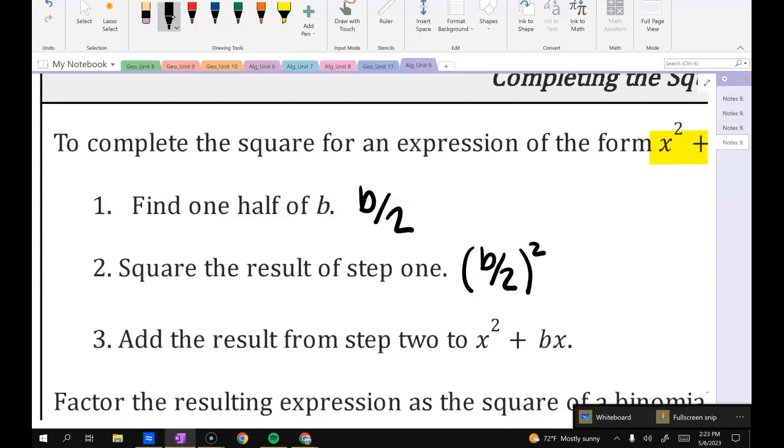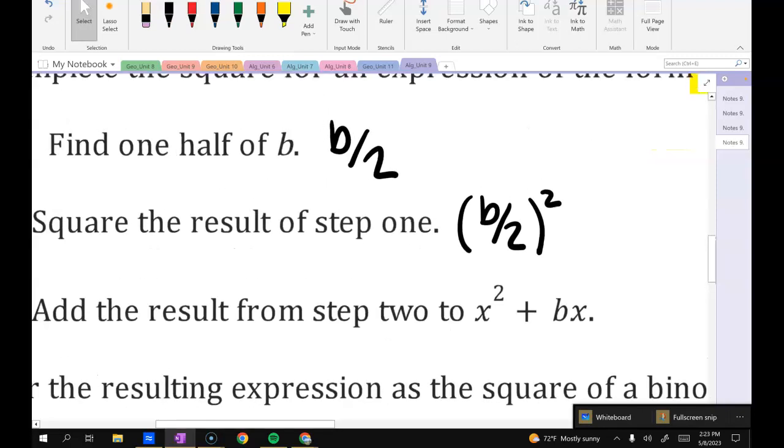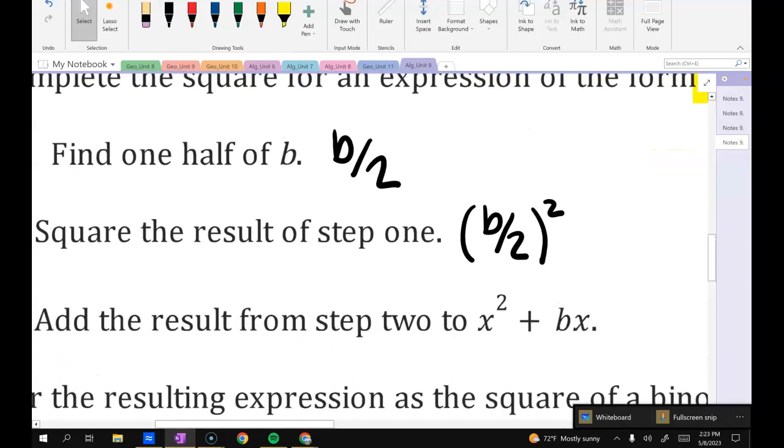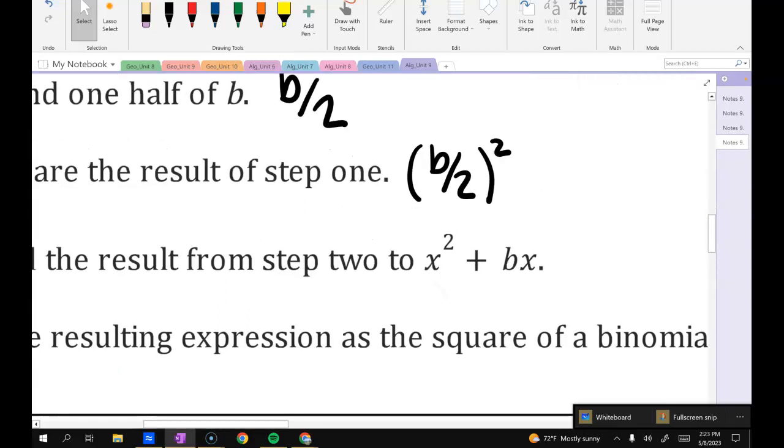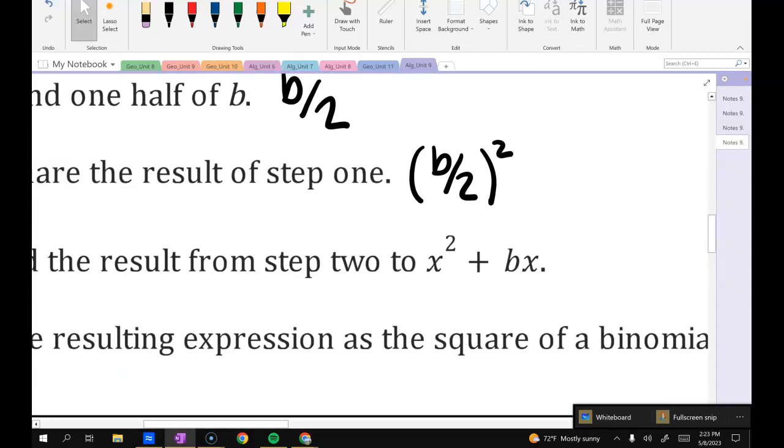And what we're doing is we're making a c term. If we see right here, we just have x squared plus bx. We don't have a c. We're making our c term, and our c term is going to be a perfect square. So for our last step, we have to add the result from step 2, this number, to both sides. Or at least for here, we don't have both sides right now, so we're just adding it.